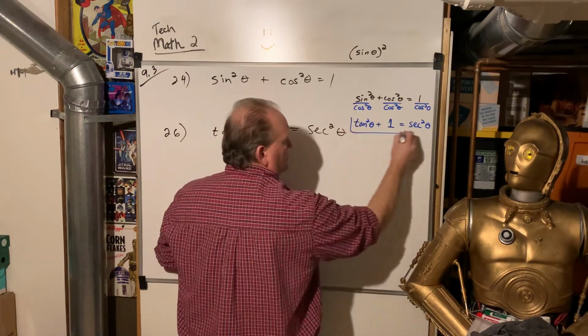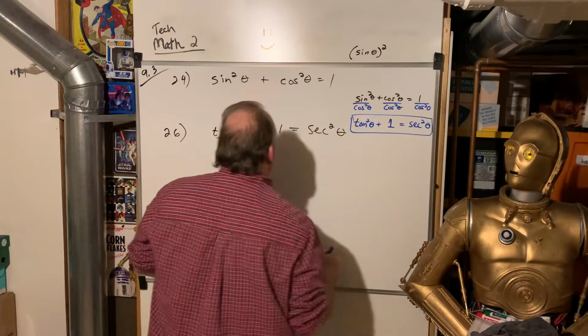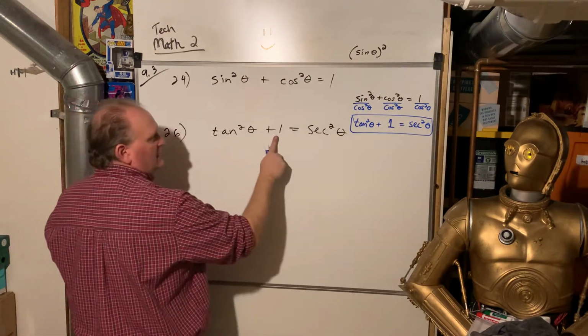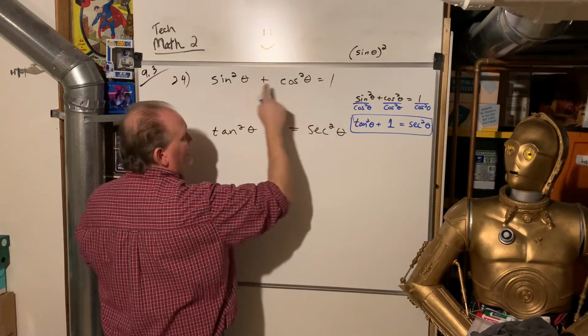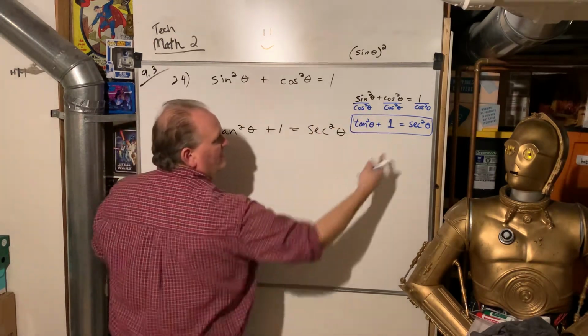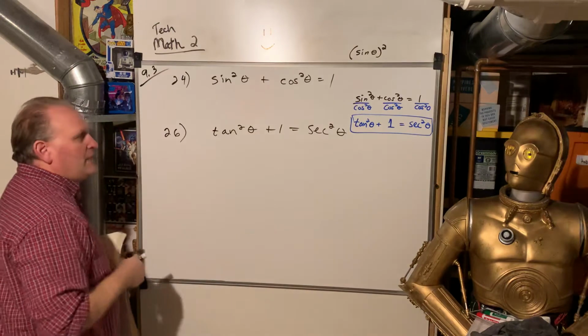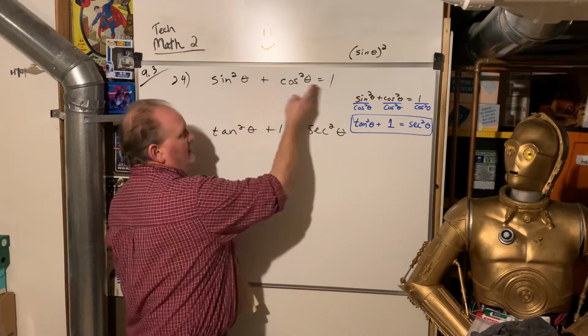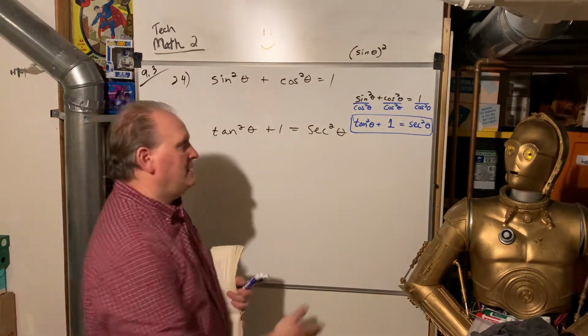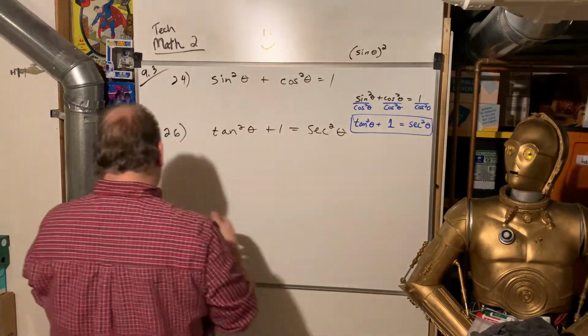So tangent squared theta plus 1 is equal to secant squared. So all we did was we took this and divided every term by cosine squared and simplified. All right? So that was a way I got around actually memorizing it: you just divide it. And then there's the other thing. And then there's another derivation.